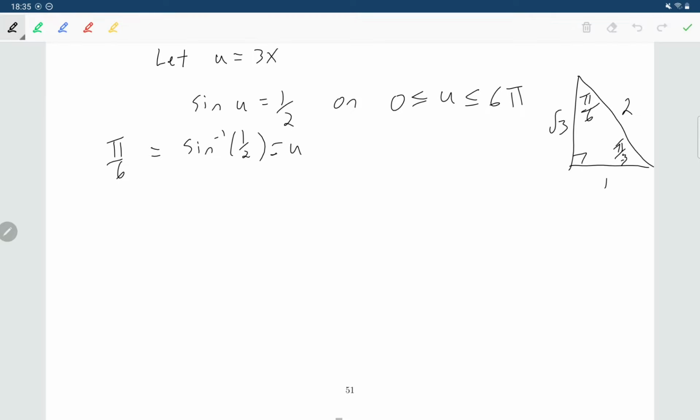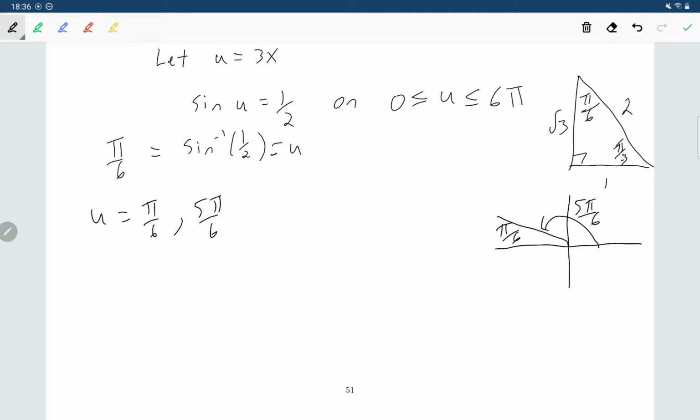We also know that sine of u needs to be positive 1/2, and there are 2 places where sine is positive. One of them is in quadrant 1, and the other one is in quadrant 2. So that means that another angle, in addition to pi over 6, would be an angle in quadrant 2 that has that same reference angle of pi over 6. That would be the angle 5 pi over 6. So we have 2 solutions so far. u is pi over 6 or 5 pi over 6. And those are the values within 1 full revolution.